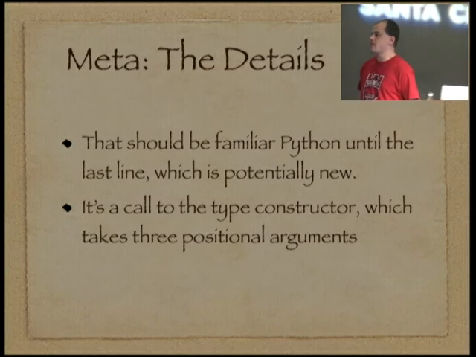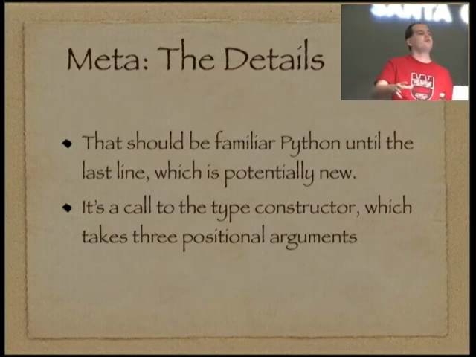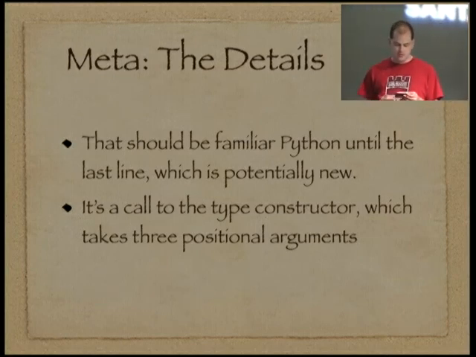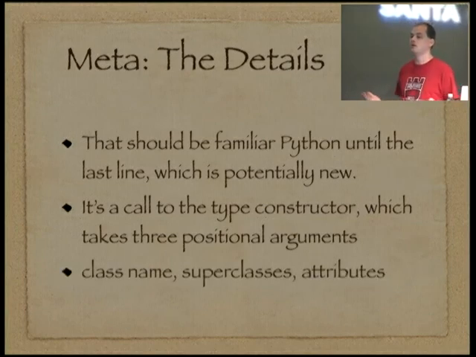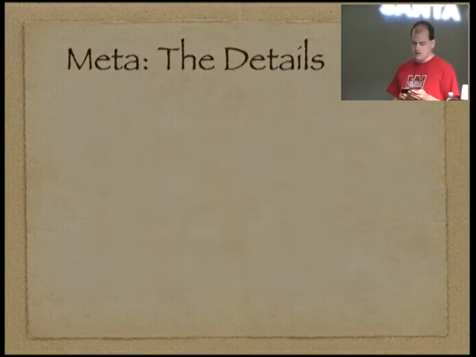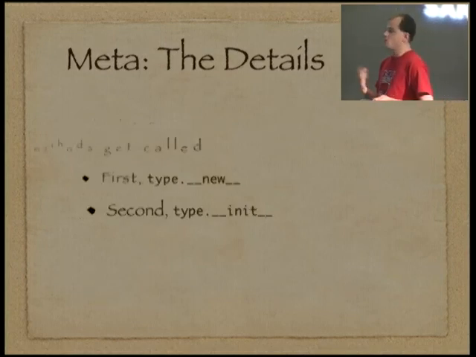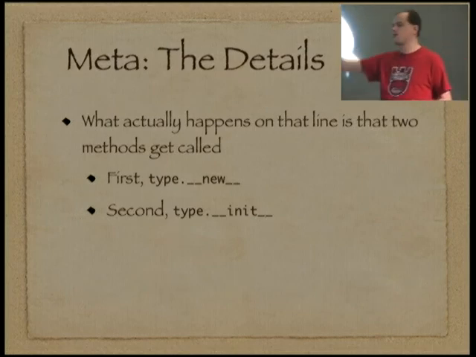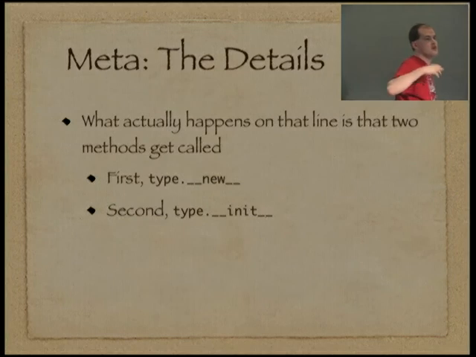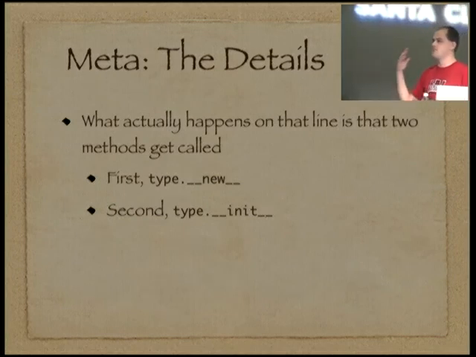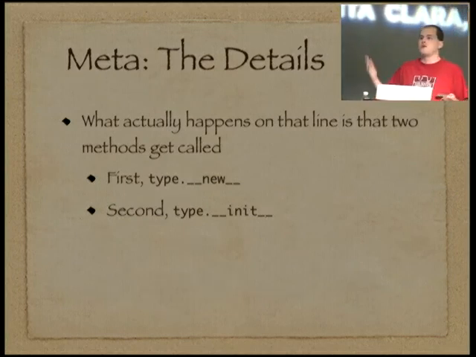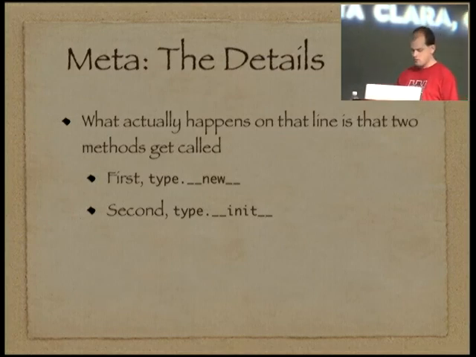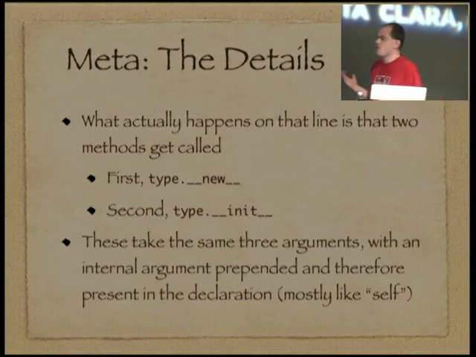The last thing is the call to the type constructor. It takes 3 positional arguments, the name of the class, a list of superclasses, and the attributes. And that's really all. The only key difference is this is uglier, and we don't ever want to do it. What actually is happening here is that 2 methods are getting called, type.__new__ and type.__init__. These are the things that make the classes in the same way that you would see if you had your __init__ method in a class that you created. They take the same 3 arguments.